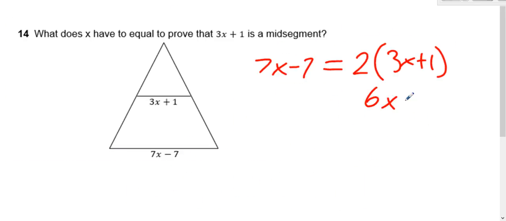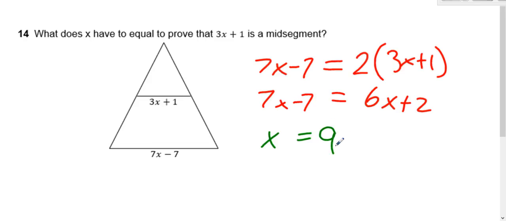So 6x plus 2 equals 7x minus 7. Subtract the 6x, you get x. Add the 7, you get 9. X equals 9.